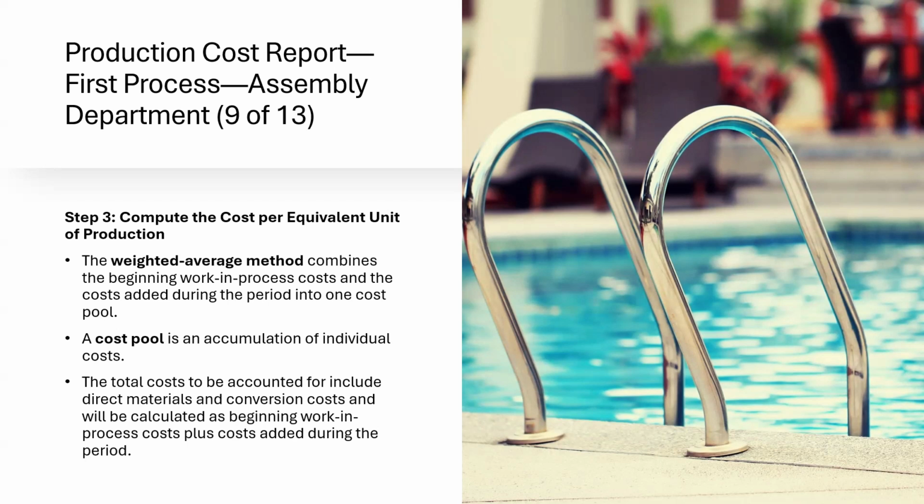The weighted average method combines the beginning work in process costs and the costs added during the period into one cost pool. So what is a cost pool? A cost pool is an accumulation of individual costs. The total costs to be accounted for include direct materials and conversion costs and will be calculated as beginning work in process costs plus costs added during the period.